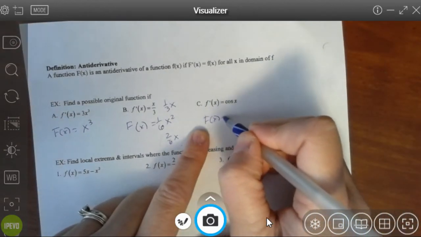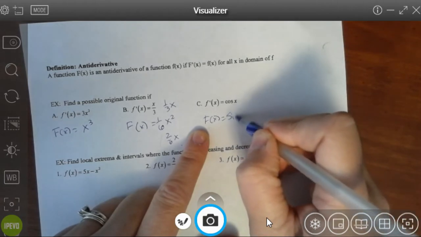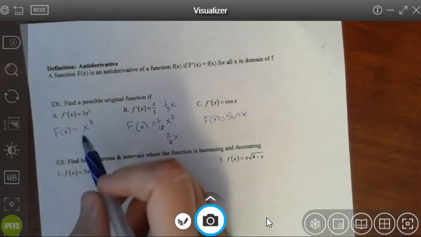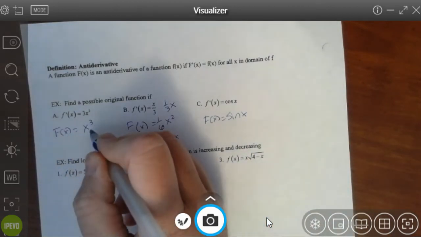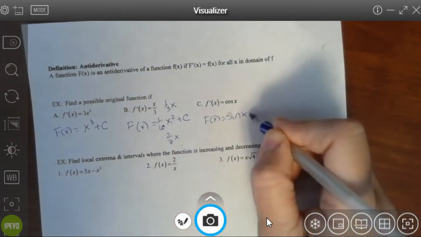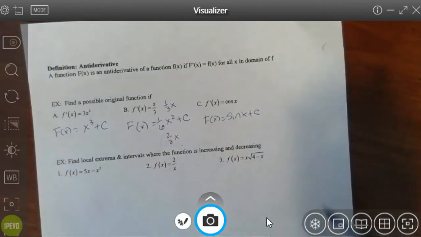All right, answer. If the function's cosine, that means it was sine. Now, the other thing behind all of these is that this could have been x cubed plus 3, x cubed plus 7, x cubed plus 10. So we put plus c behind all of them to say that it could differ by a constant.